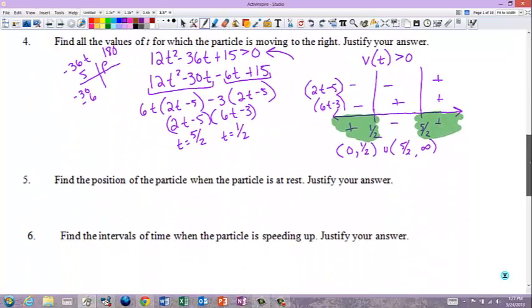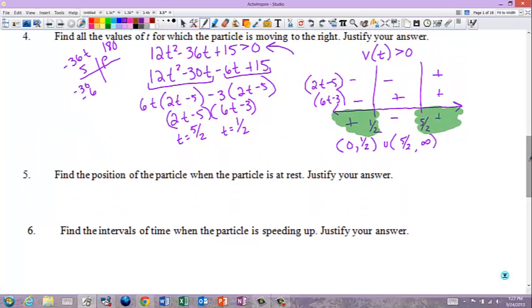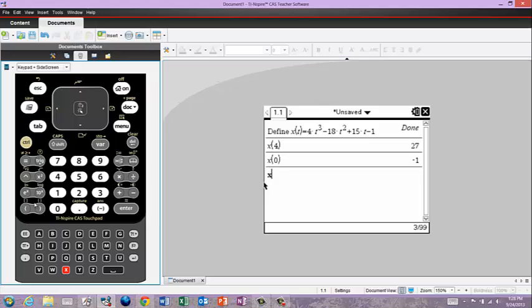And find the position of the particle when the particle is at rest. Well, when is the particle at rest? When velocity is equal to 0. Well, velocity is equal to 0 at t equals 5 halves and t equals 1/2. So if I want to find the position, I want to find x of 5 halves, and I want to find x of 1/2.